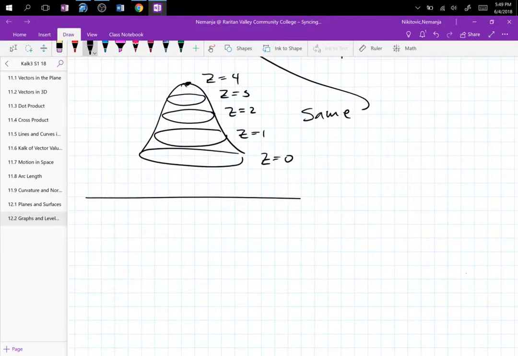So now we can generalize this to functions of more than 2 variables, because we can have as many as we want. So in general, more than 2 variables.